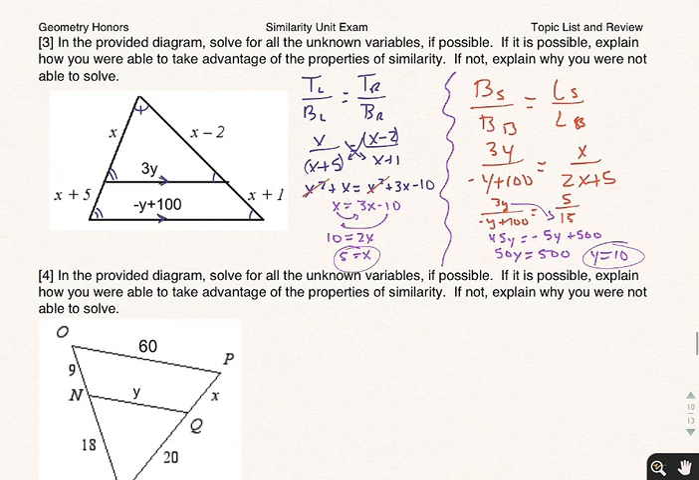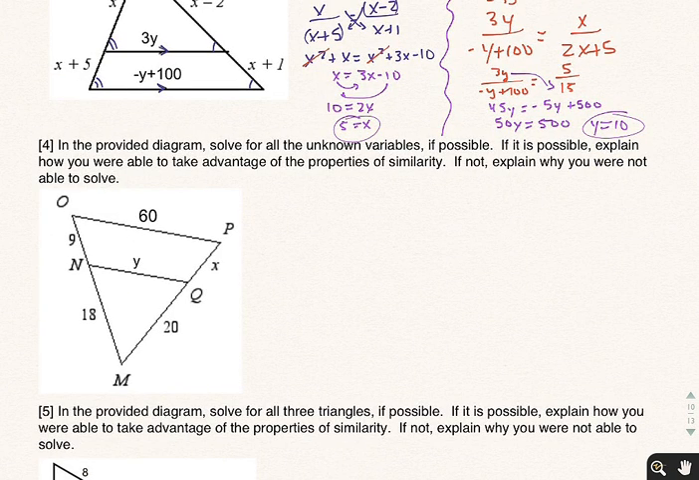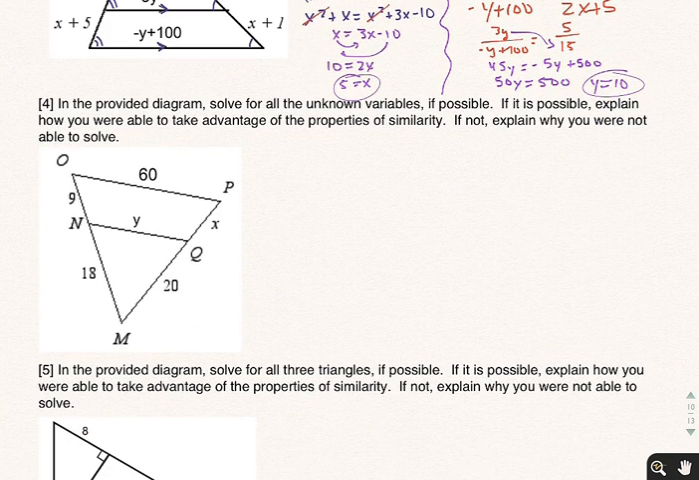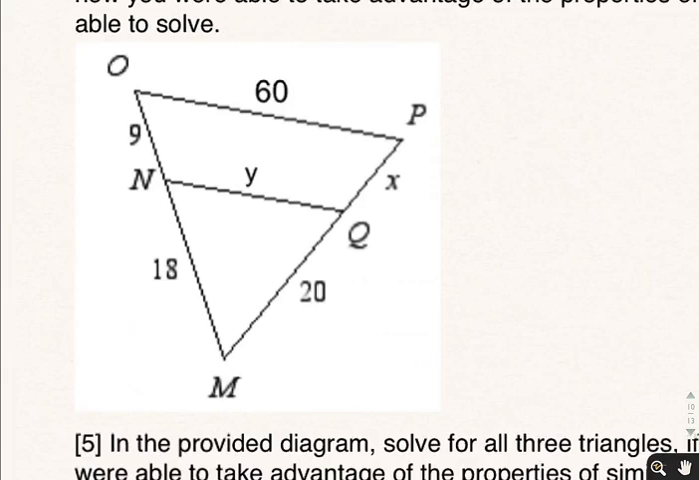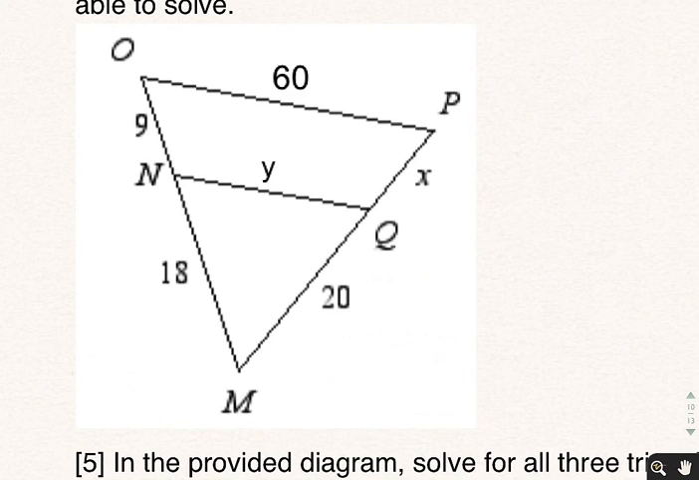All right. So let's move on to number 4. Divide diagram, solve for the unknown angles, impossible, explain. Okay, so let's just do like we had before. Let's see if we can actually prove similarity.